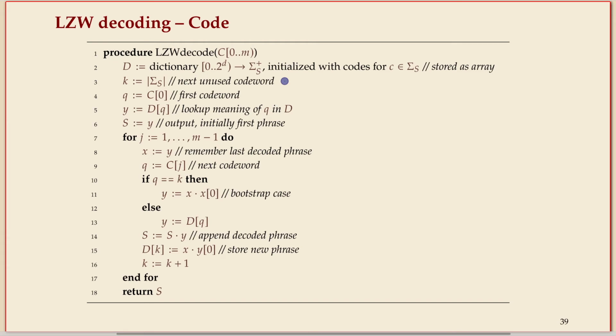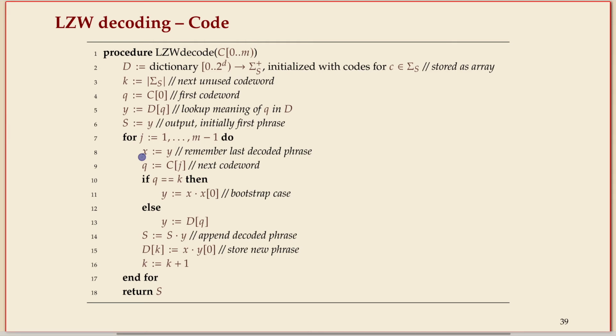We keep X around for the last phrase. We keep Y around for the next thing to decode. K is whatever we would insert to the next free code word, so the next position in the dictionary that is not used yet. Initially, we initialize the dictionary with all the alphabet symbols, so the next free one is after that. And Q is the code word, so that's the next thing from the coded text. And then we go through all the letters in the coded text. The letters are numbers here. It's an array of code words. It's already split up the bits into code words.